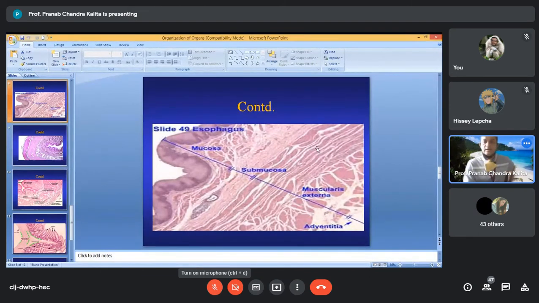It is smooth muscle, with inner circular and outer longitudinal muscle layers. These are the two muscle layers you will find. And the last layer you can find is the adventitia, the connective tissue. So these are the different layers in a particular organ, the esophagus.